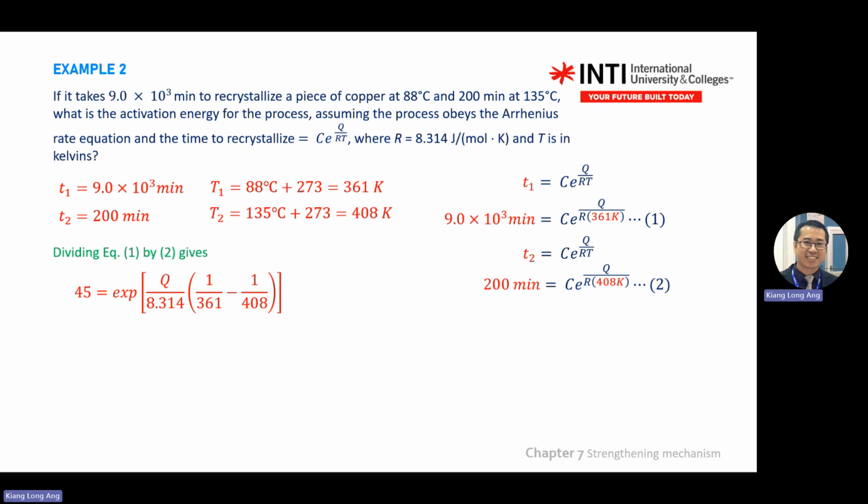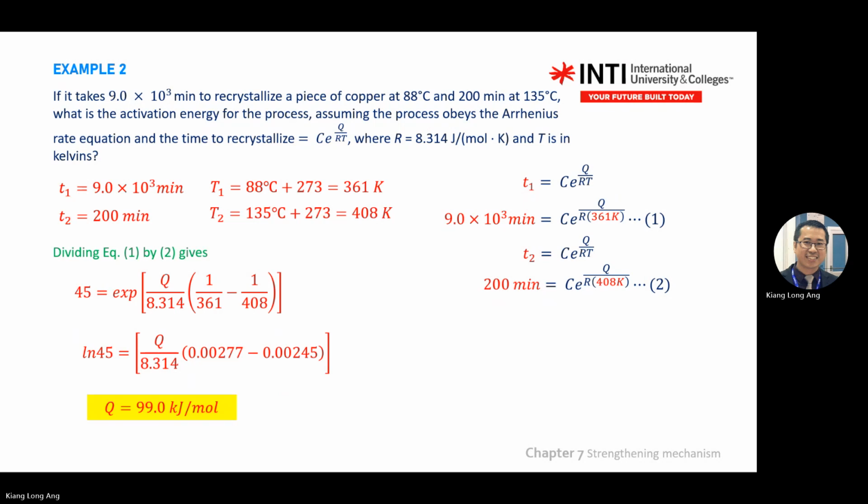What is R? R is the gas constant. Gas constant, okay? You can find it in chapter 5 or chapter 4, I forget already. Inside the slides you have it. It's a constant value, right? It's a constant value.